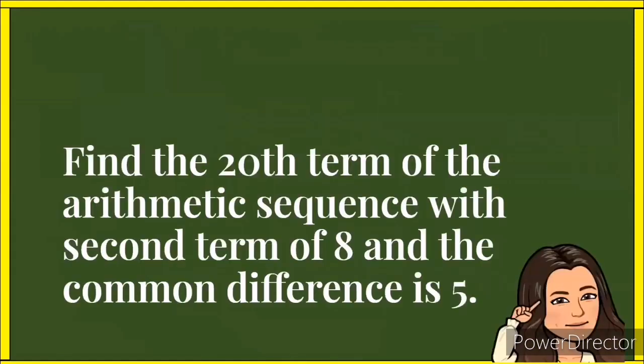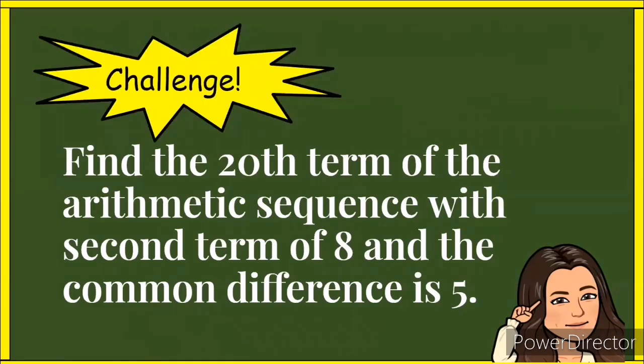Now I have a challenge question that requires your participation. Find the 20th term of the arithmetic sequence with second term of 8 and the common difference is 5.